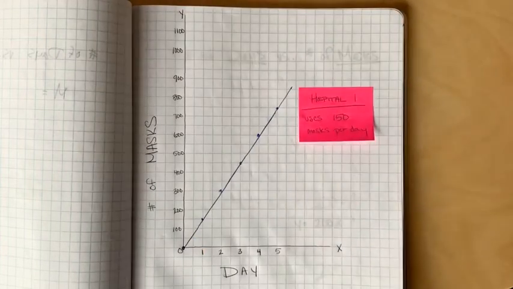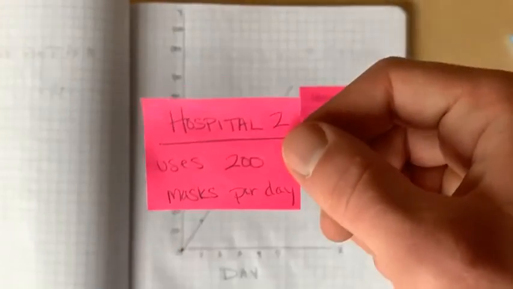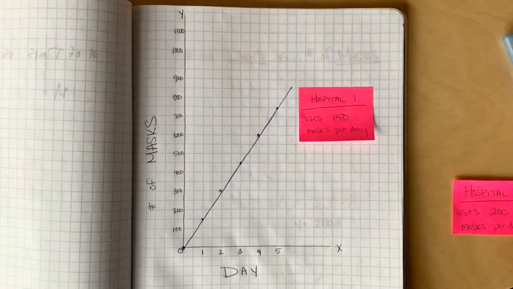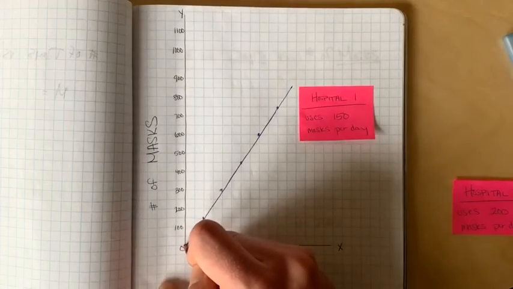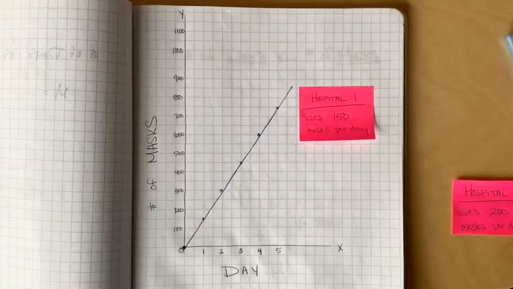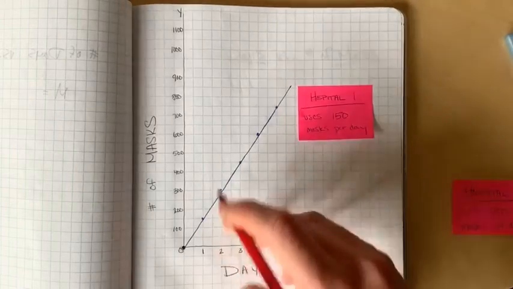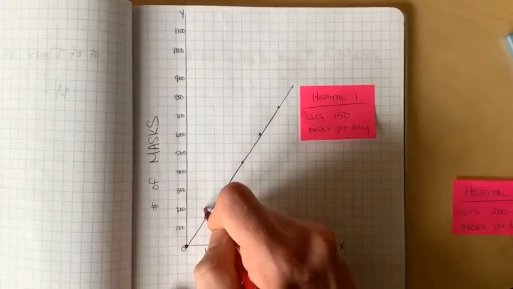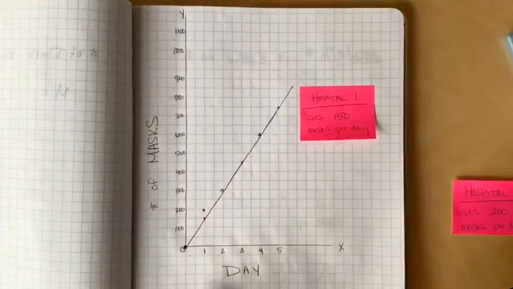Remember, this blue line is hospital number 1. Hospital number 2, next up, remember they used more masks. They used a total of 200 masks per day. Just like hospital number 1, after 0 days, they had used 0 masks. So our first coordinate point is right there again at the origin. However, after day 1, they used a total of 200 masks. So I go over to day 1, up to 200, and I plot that point.